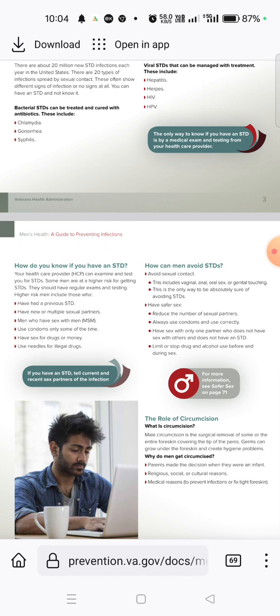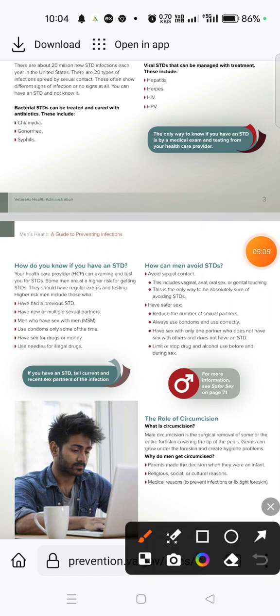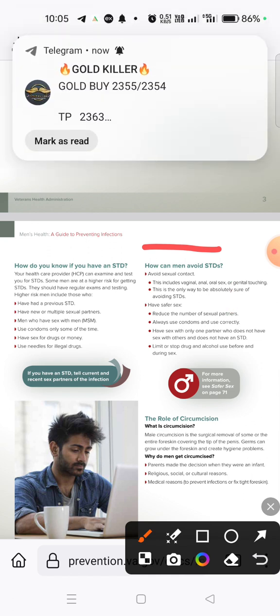Next point: how can men avoid STDs? STDs, especially in men, can be avoided. First point is to avoid sexual contact, including vaginal, anal, or oral sex or genital touching. This is the only way to be absolutely sure to avoid STDs. Have safer sex, and also reduce the number of sexual partners.